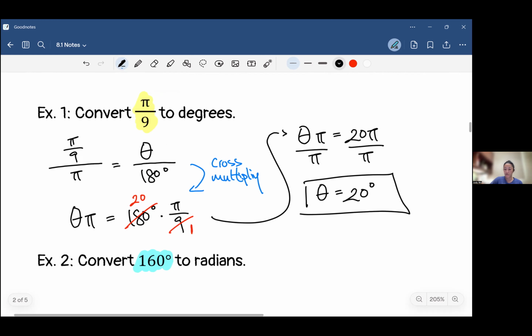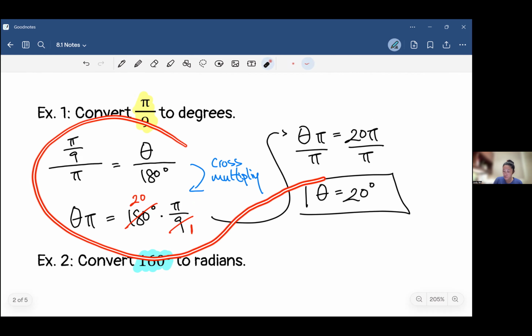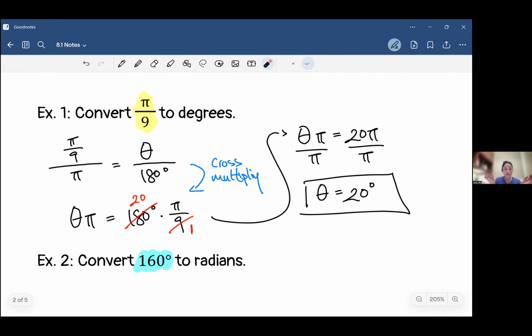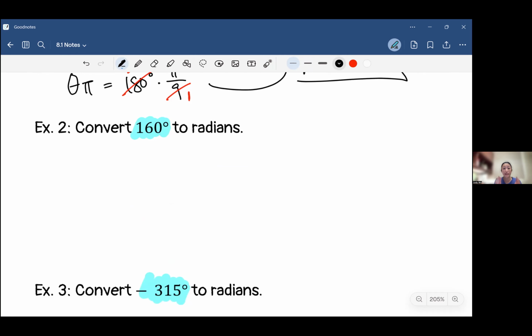So what this means is if someone walked up to you on the street and said, hey, I've got this angle, it measures pi over 9, but I don't know how big that is, you can go through this process where you set up your equation, you cross multiply, and you can say, hey, pi over 9 is actually the same as 20 degrees. Okay, well, let's try doing it the other way. This time we're given our degrees and we want to find the radians. So we're going to set up theta over pi equals 160 over 180. Now, you don't have to, but my recommendation is always to simplify as much as you can first.